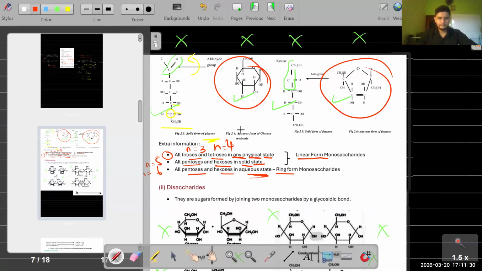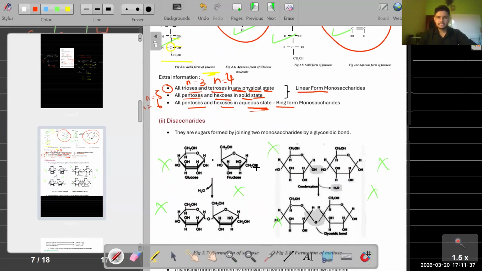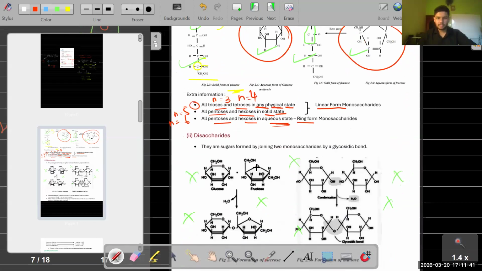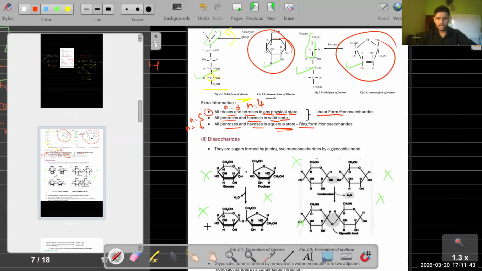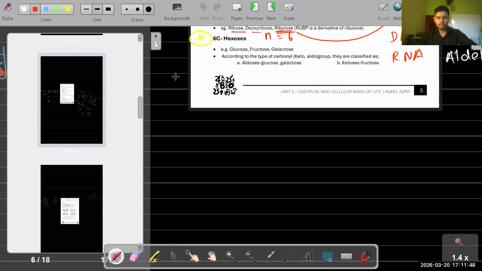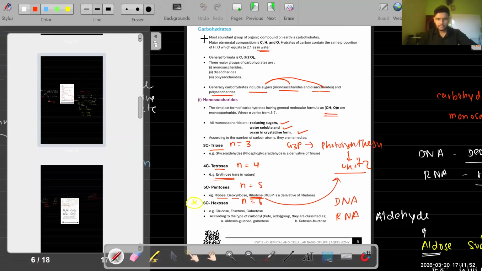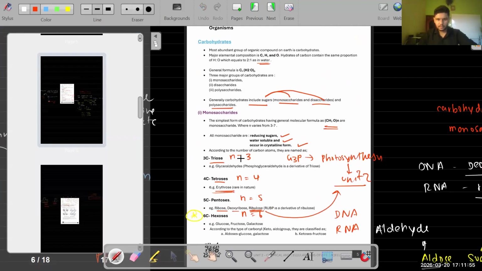Can you understand that? Those three points. Is it clear? Clear, right? Okay. That's the completion of monosaccharides. Just go through the monosaccharide part and let me know if you have any doubt. I hope there's no doubt in monosaccharide. If you have any doubts, let me know. If no doubts, let's move to the disaccharide part.